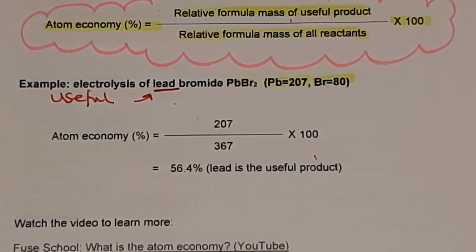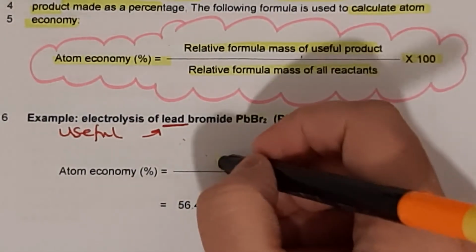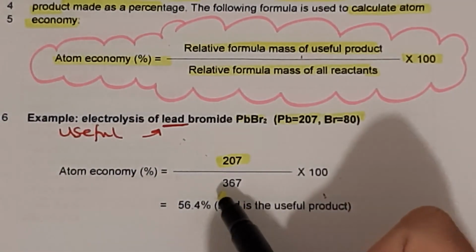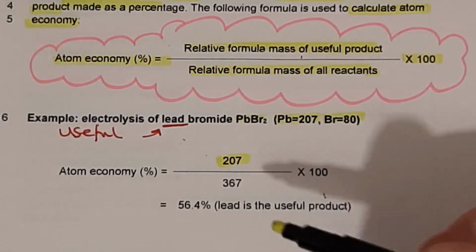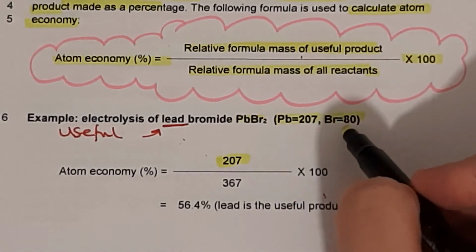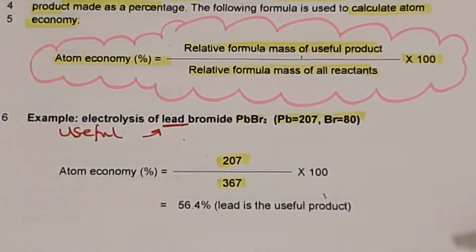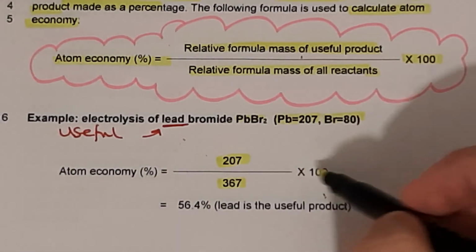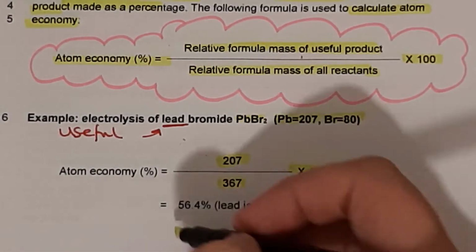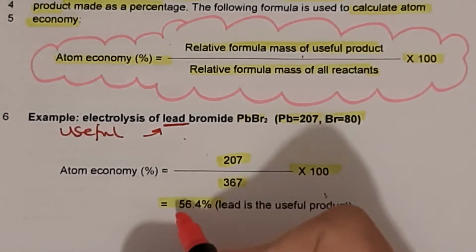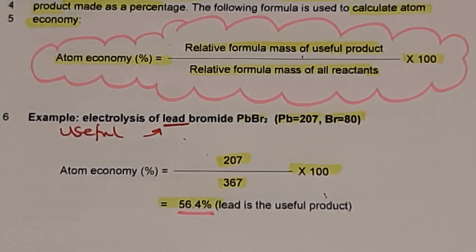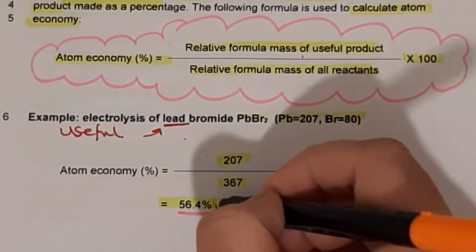So we take our relative formula mass of the useful product, which is 207 for the lead. We divide it by the relative formula mass for all the reactants, which is 207 plus 80, and it's Br2, so it's 2 lots of 80, which gives us 367. We then multiply this by 100, which gives us an answer of 56.4%. As I said earlier, lead is the useful product, so 56.4% of that product is going to be useful.